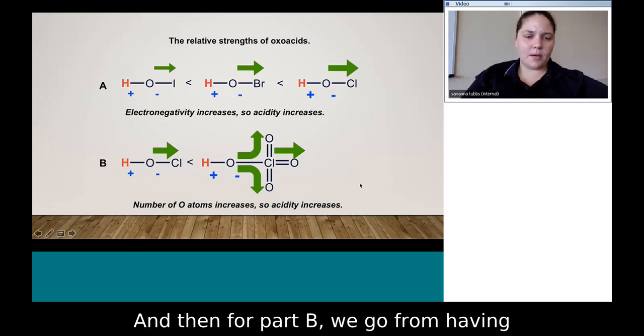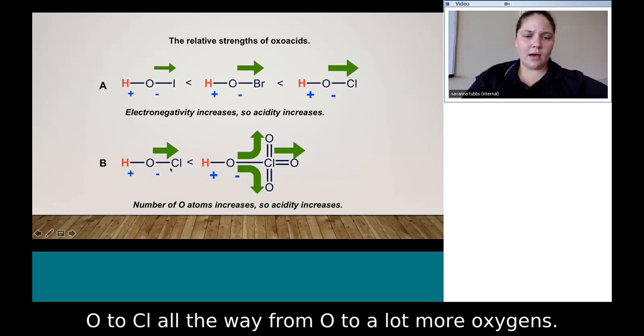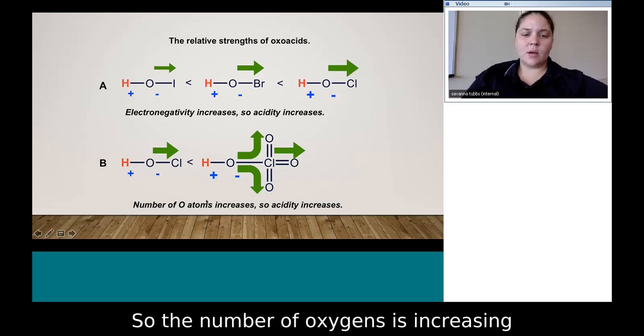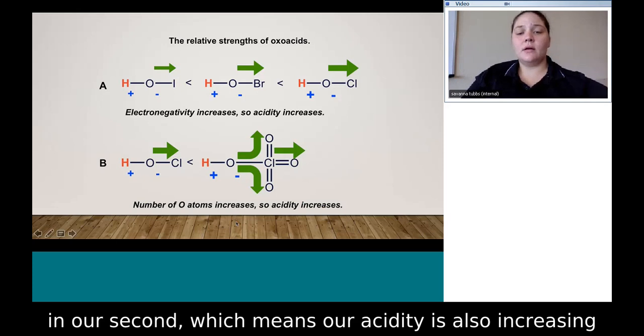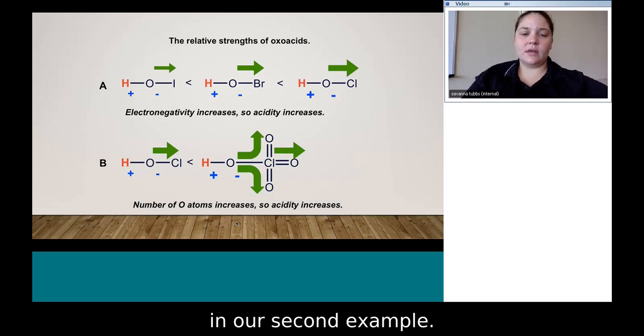And then for part B, we go from having one O to a lot more oxygens. So the number of oxygens is increasing in our second example, which means our acidity is also increasing in our second example.